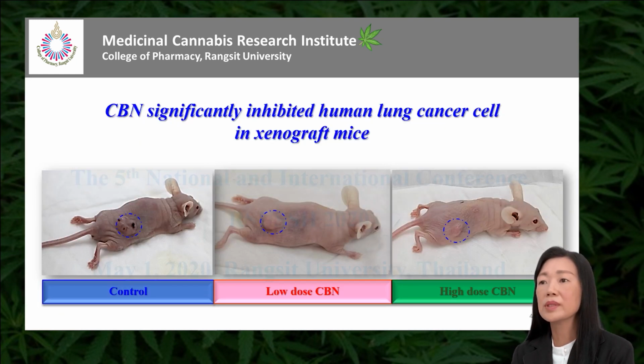This figure shows tumor size of vehicle-treated and CBN-treated mice. You can see that the tumor of the high-dose CBN-treated mouse was significantly reduced compared to the vehicle-treated mouse and low-dose CBN-treated mouse.